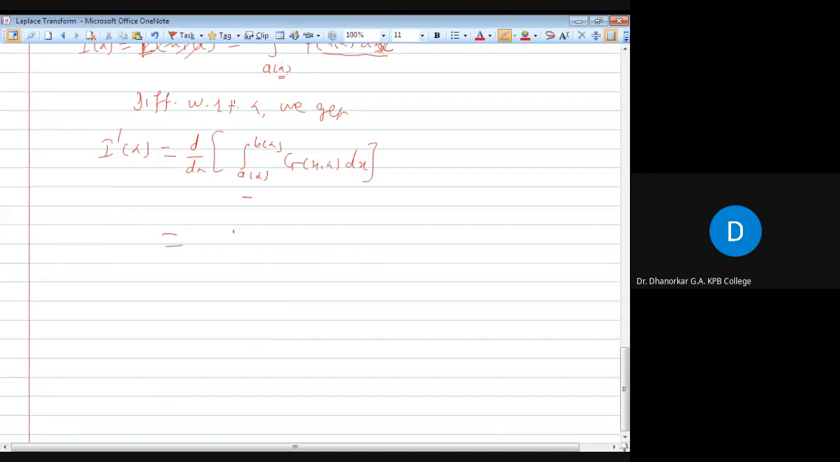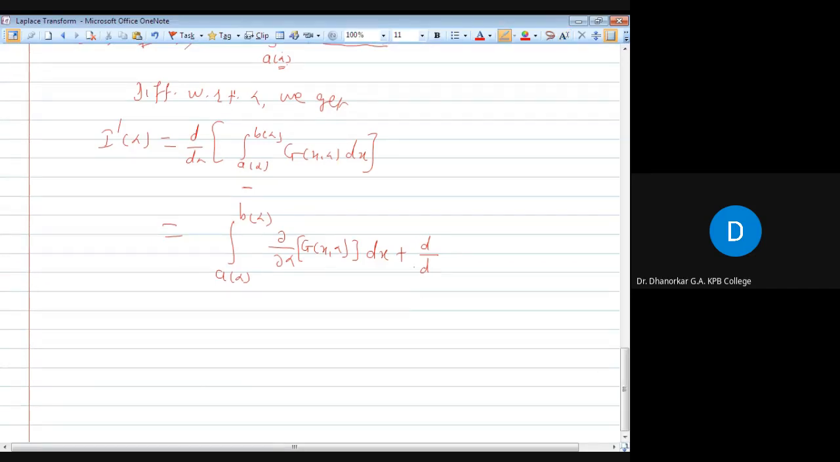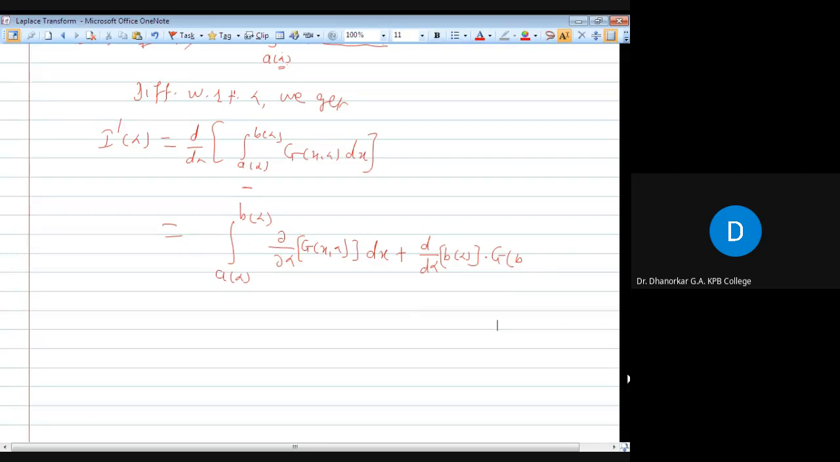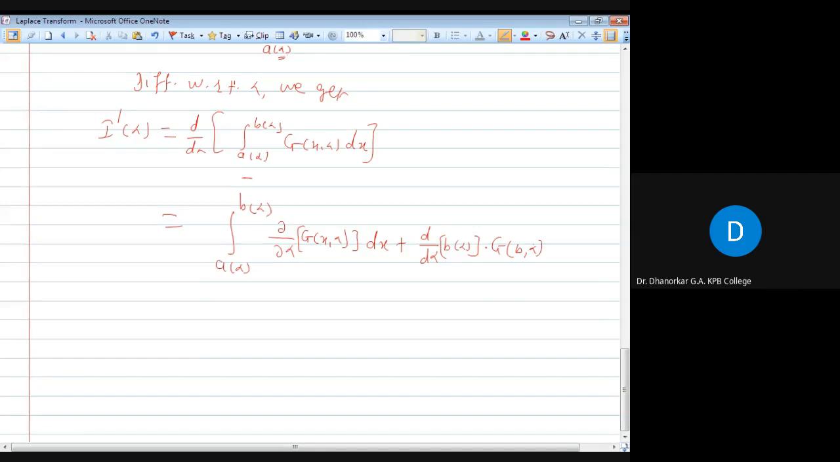Then this DUIS rule tells that for the integration from a of alpha to b of alpha, here we have to take the partial derivative of this function g of x, alpha with respect to alpha, into dx, plus the ordinary derivative with respect to alpha of the upper limit b of alpha, into this function g of b comma alpha, where b means upper limit, minus the derivative of the lower limit a of alpha into g of lower limit comma alpha.